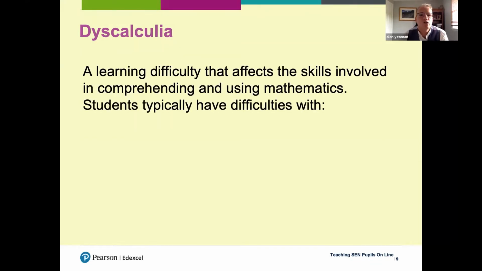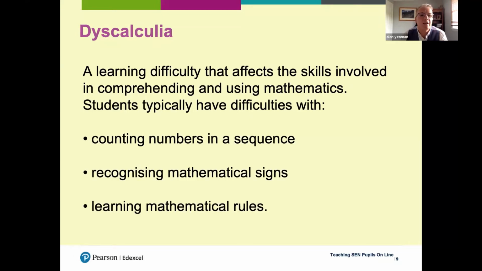Dyscalculia, very similar, but related to numbers. Okay? We'll see lots of the same things going on as we saw with dyslexia. They can't count in sequence. We can all go 1, 2, 3, 4. We can even be really clever and start at 63, 64, 65. We could do it backwards. We can probably all do it in 2s or 10s if we wanted.